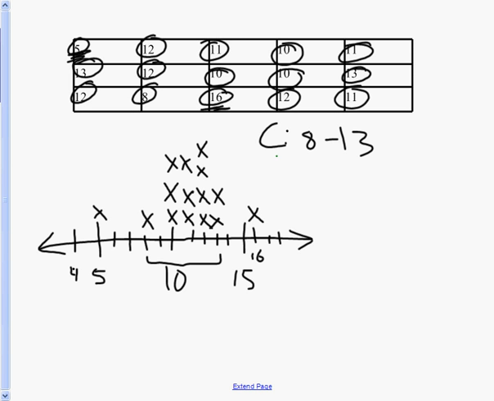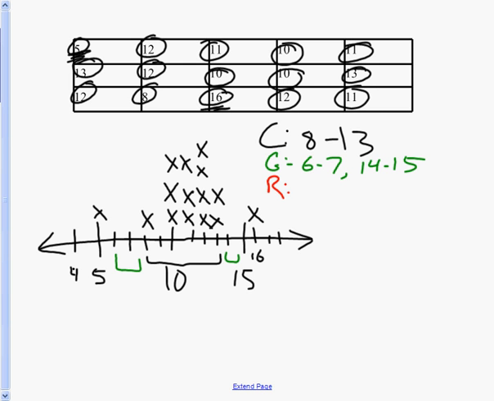Then we'll use green for gap. This is where I have a little space between data. I could say right here, between 5 and 8, we have a little gap. So this is 6 to 7. I also have a little gap at 14 to 15. Since we aren't covering a large range, we'll do it that way.